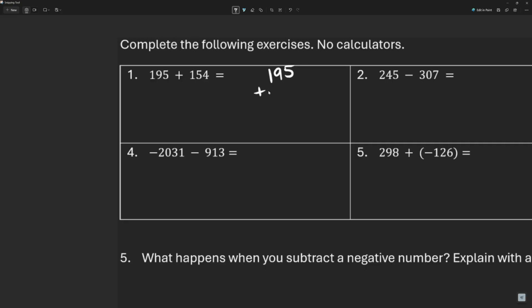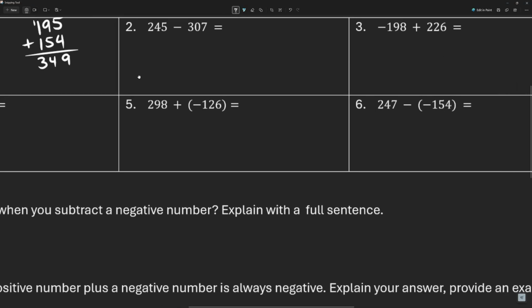195 plus 154, right? Just like this. 5 plus 4 is 9. 9 plus 5 is 14. Carry the 1. 1 plus 1 plus 1 is 3. And our answer is 349. So nothing too crazy, obviously.